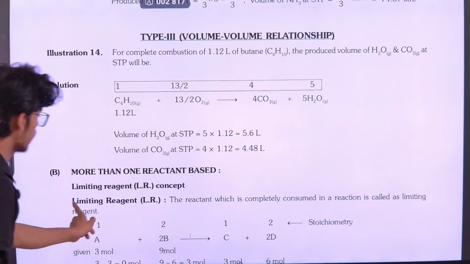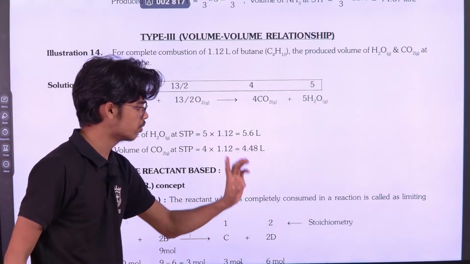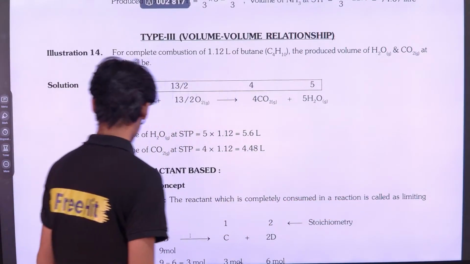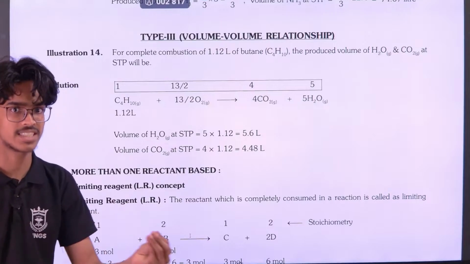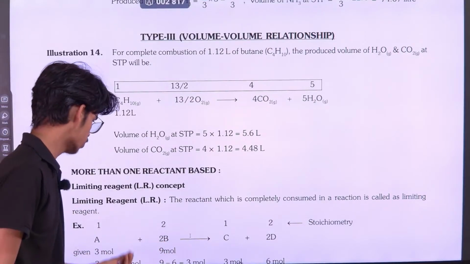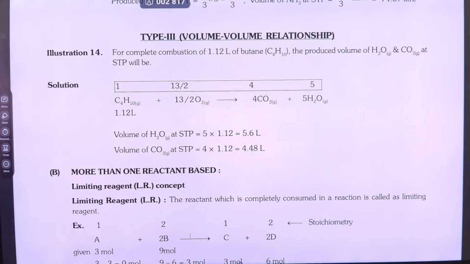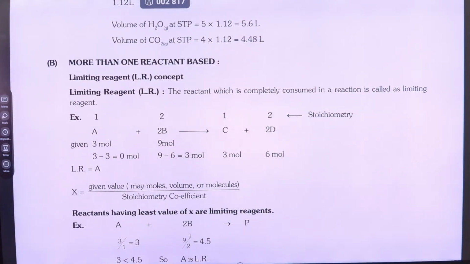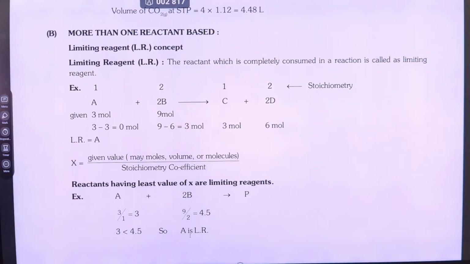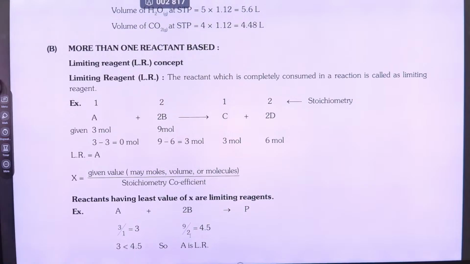So the reactant which is completely consumed in a reaction is called the limiting reagent, because it is limiting the reaction. It is not able to let the reaction go fully. For an example, okay, so this is some example given.